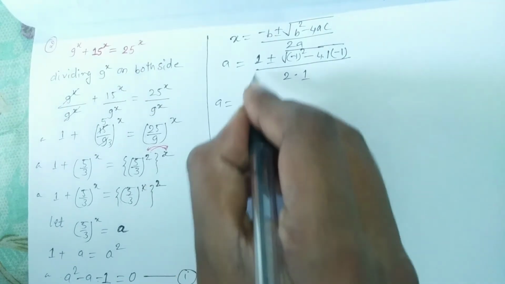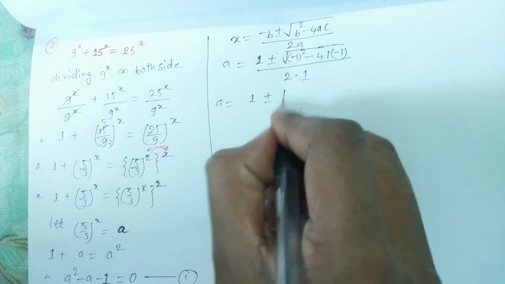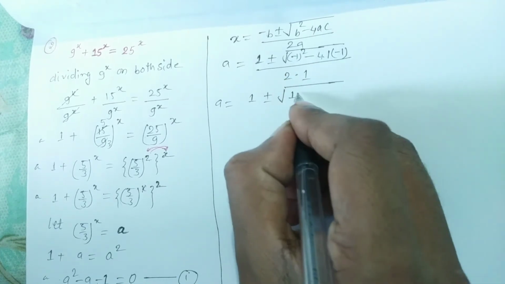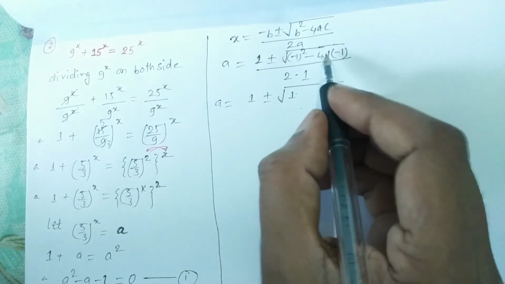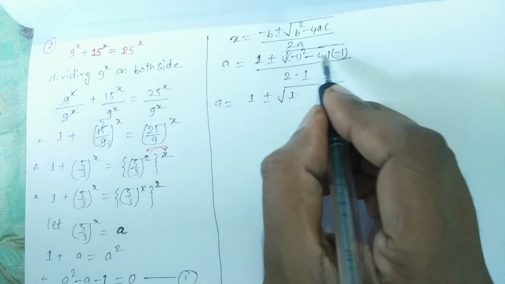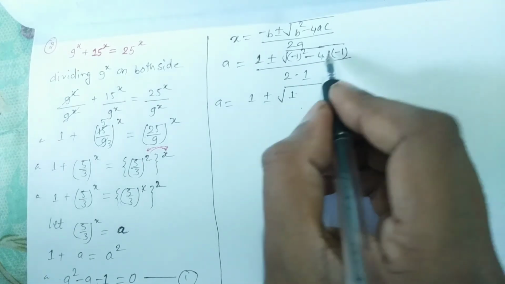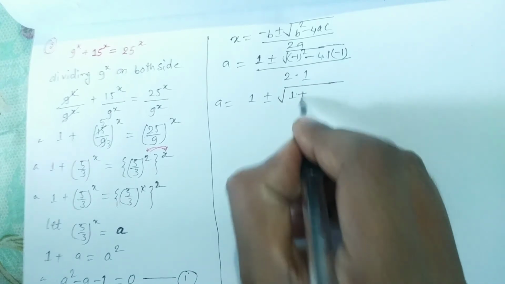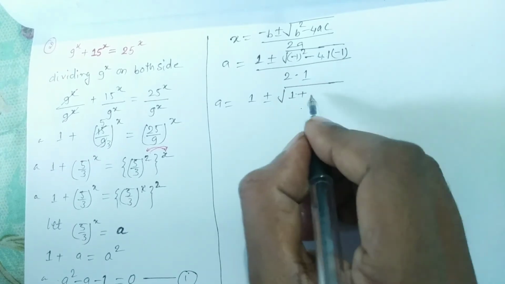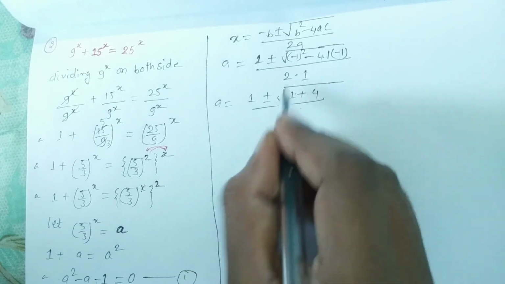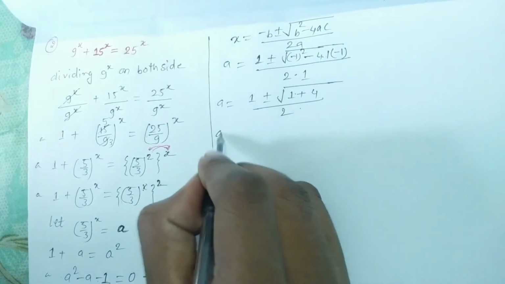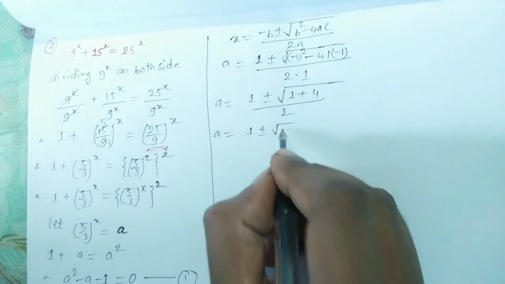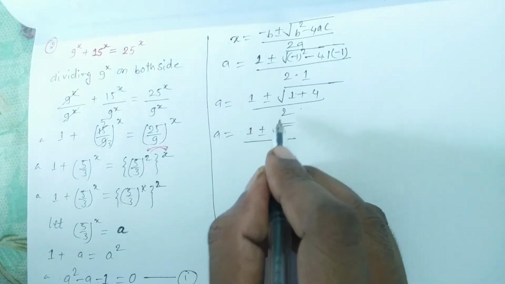So a is equal to +1 plus minus square root of, if you square this -1 then we have 1, and then minus, see here we have -4 times 1 times -1, so minus and minus will be plus here, and 4 ones are 4, divided by 2 ones are 2. So a is equal to 1 plus minus square root of 1 plus 4, that is 5, divided by 2.